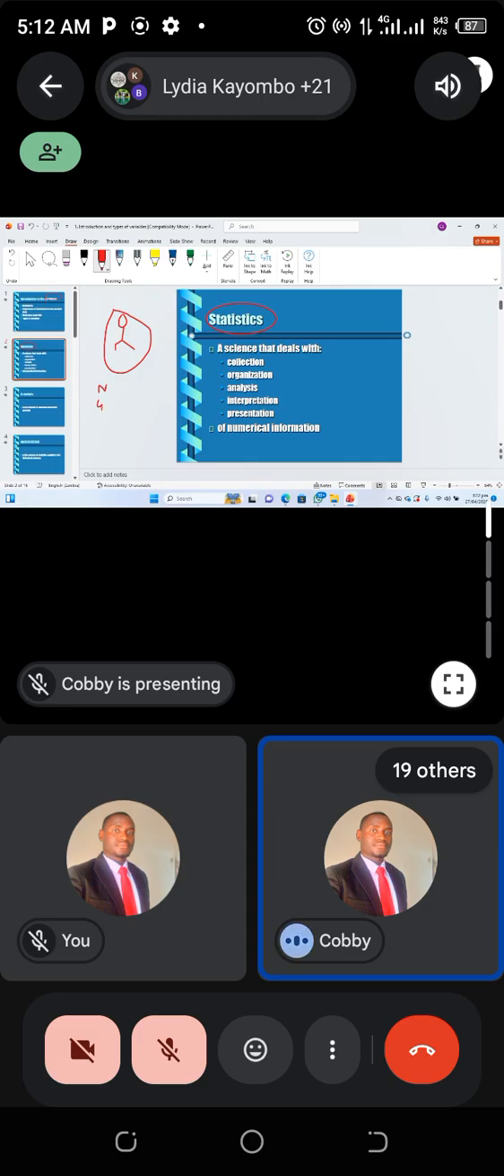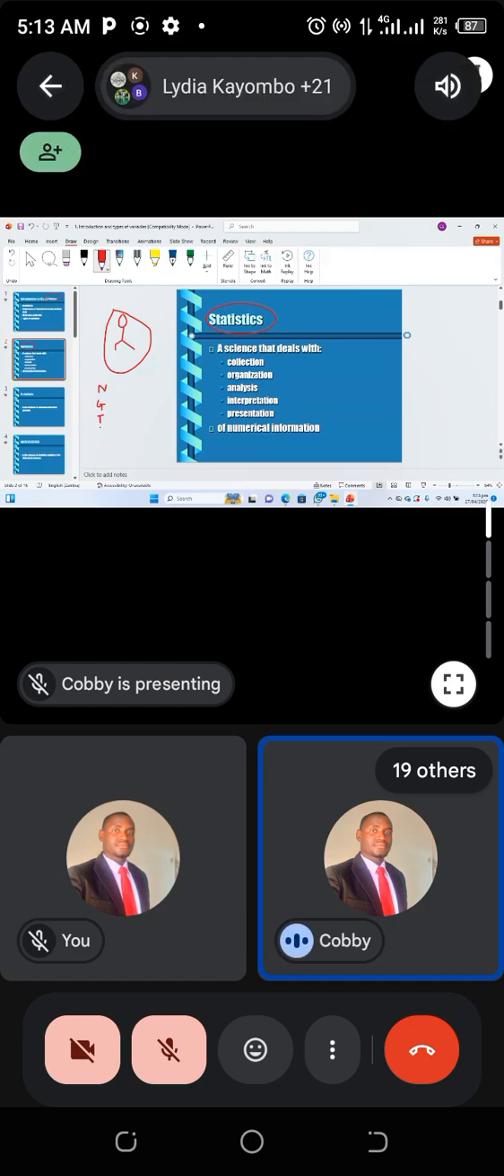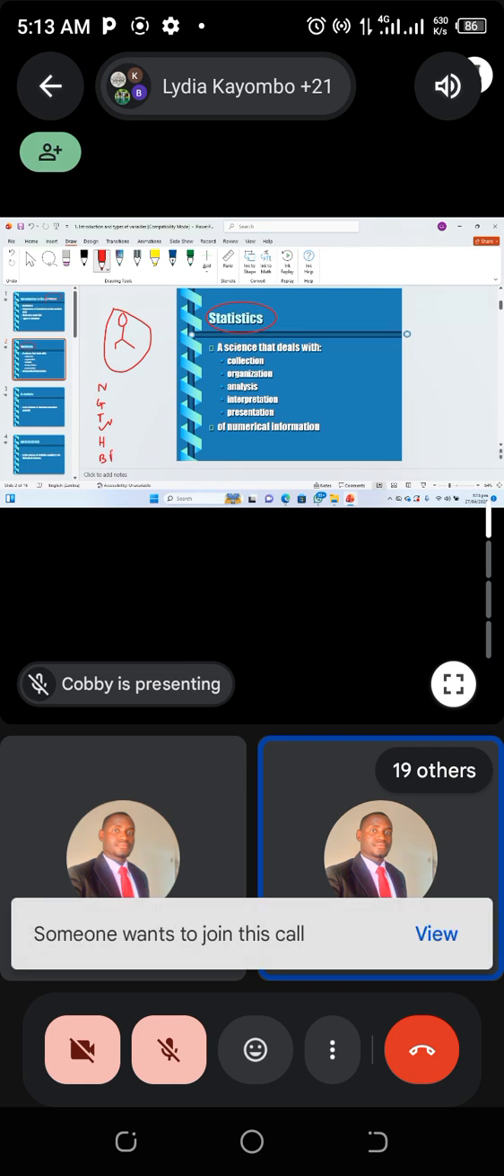We need to get those vitals that we take. We need to get the temperature. What else do we get from the patient? The weight, the height. You need to get the weight, you get the height, and what? And BP, blood pressure. We need to get this information.